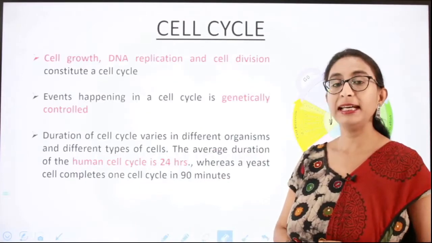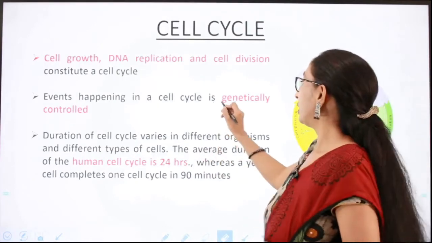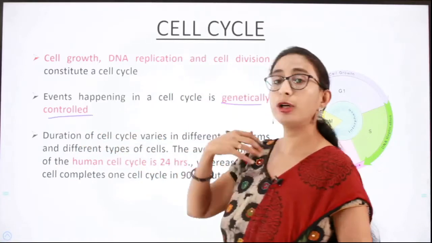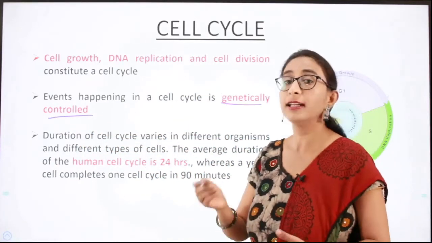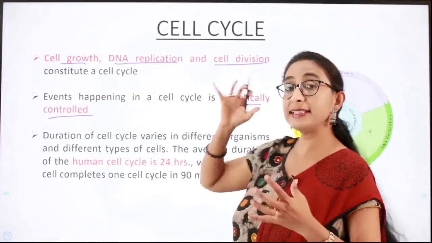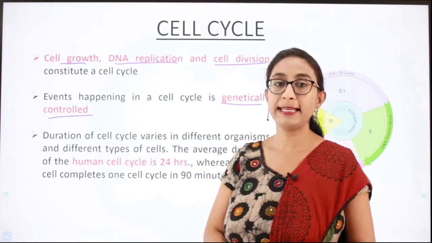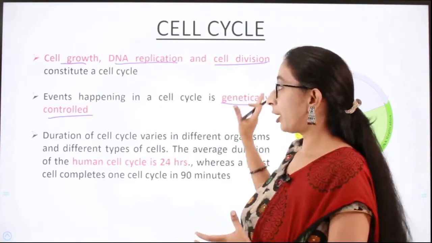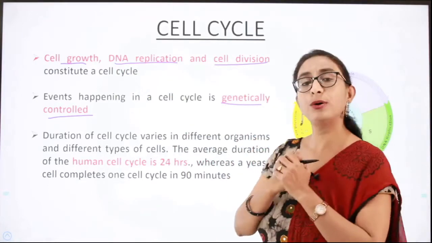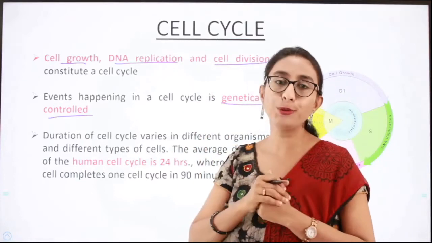Events happening in a cell cycle are genetically controlled. So what are the activities which happen during the cell cycle? The growth of the cell, the replication of the DNA and also the cell division. These are the three important prime activities which happen during the cell cycle. All these three happen in a coordinated manner and it is controlled genetically. So now you might ask, if that is the case, how long does it take for one cell to divide into two daughter cells?